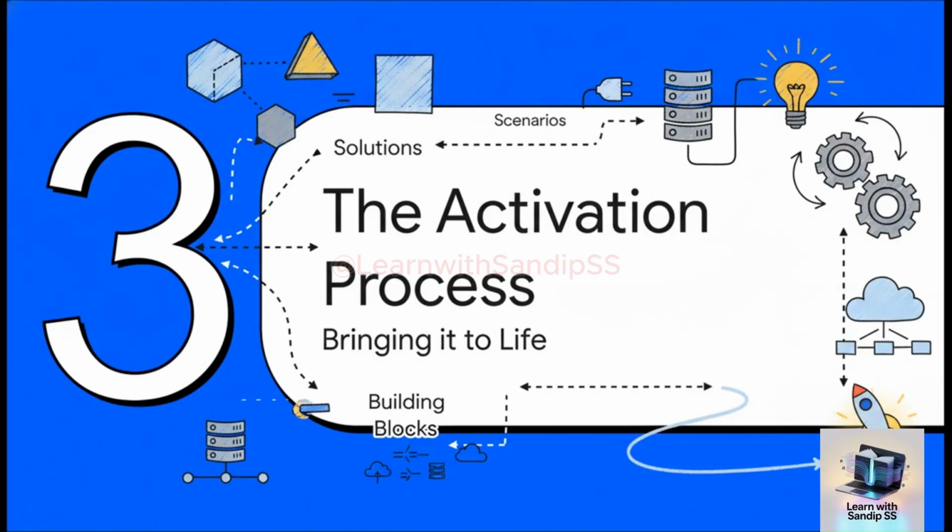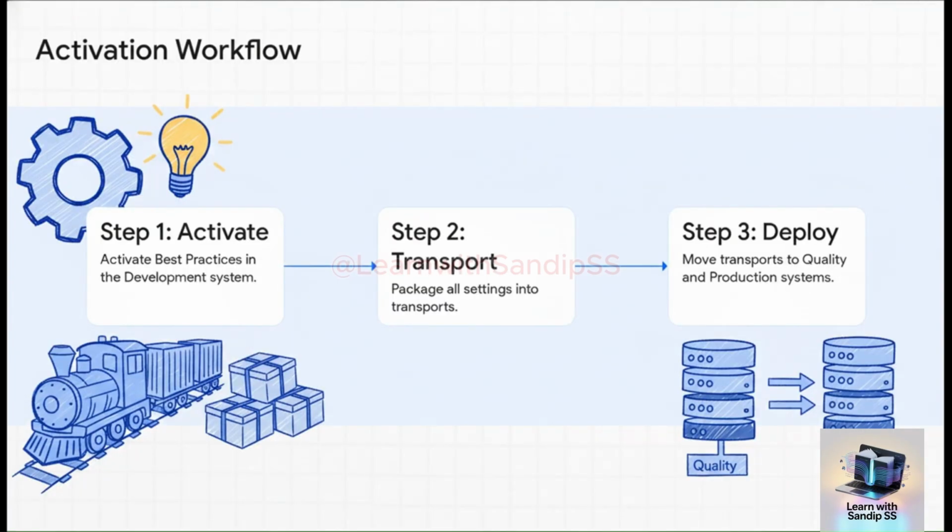Okay, so you've got this powerful toolkit, right? You've got solutions, scenarios, and building blocks. But how do you actually turn all that blueprint into a live working system? Well, that happens through a really specific activation process. And this process is super methodical. It's designed for safety and consistency. So first, you activate the best practices in your development system. Then you bundle up all those settings into what are called transports. You can think of them like digital shipping containers. And finally, you deploy those containers to your quality system and then onto production.